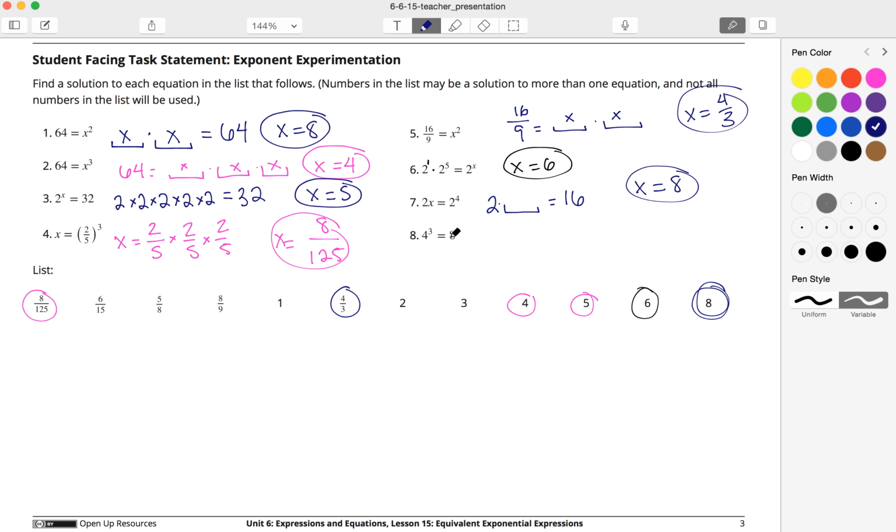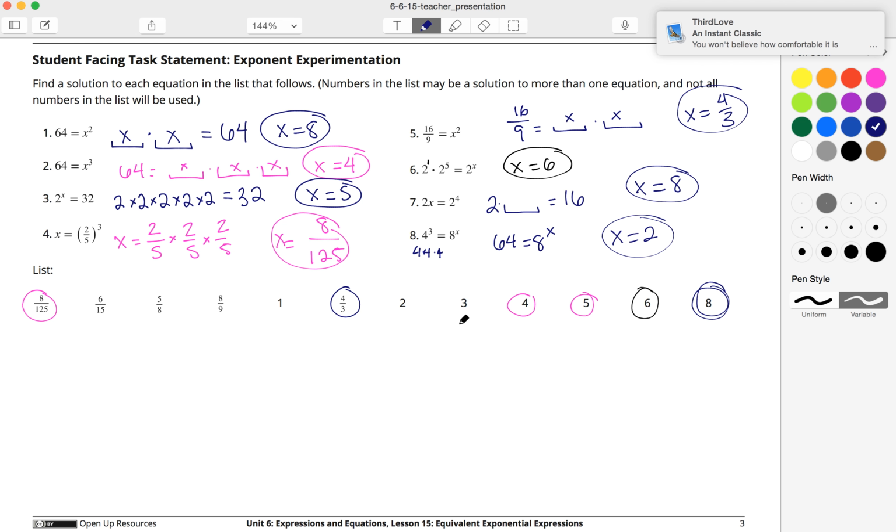Totally fine. And my last one, 4 to the power of 3 equals 8 to the power of what? Well, 4 to the power of 3 is 4 times 4 times 4. Well, 4 times 4 gives me 16. Then I have 16 times 4. So 10 times 4 is 40, 6 times 4 is 24, so we're looking for 64. 64 equals 8 to the power of what? Well, 8 times 8, so 8 to the power of 2 should be my answer.